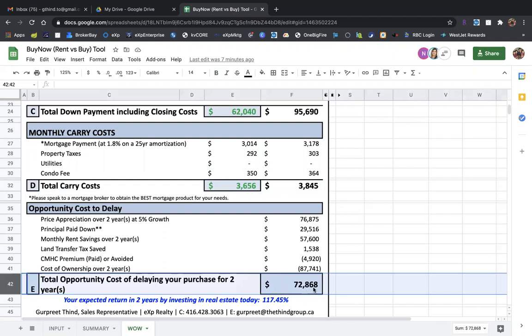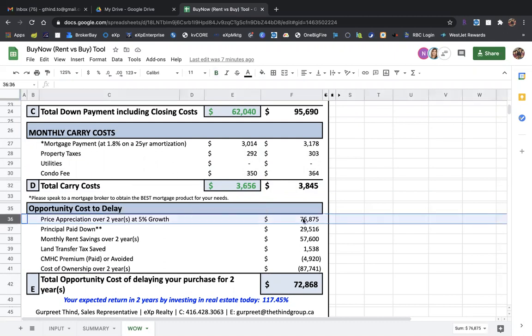Then this is the clincher. Just like that rate of return we had on the buyer tool, Jojo, by you buying today, you're going to make an extra almost $73,000 in equity in 2 years, and this is how it breaks down.